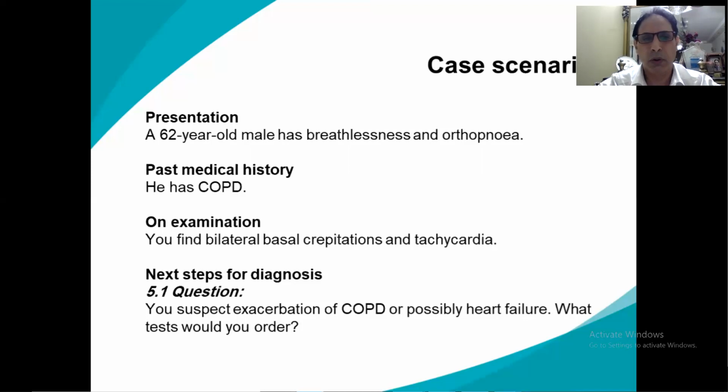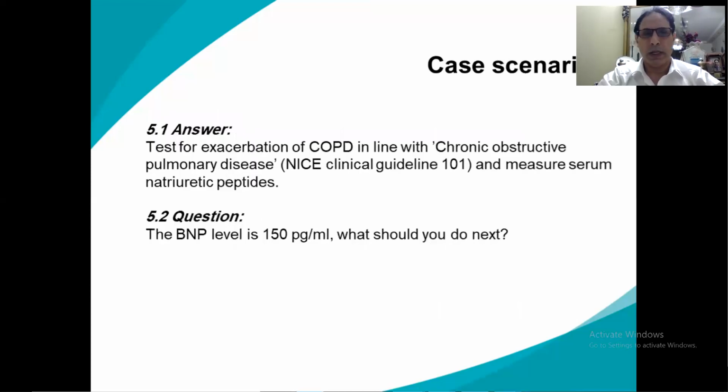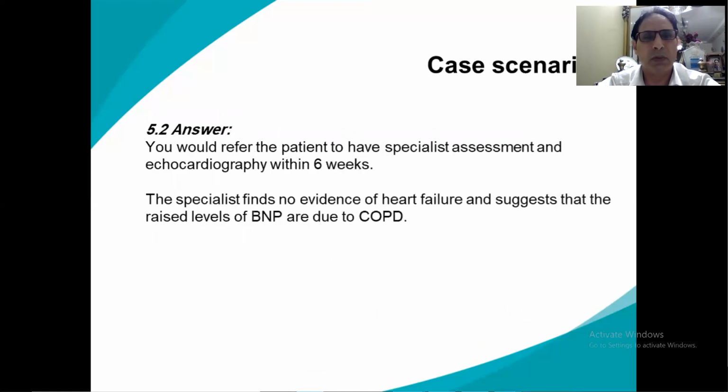What test would you order in such a case? We suggest doing serum natriuretic peptide, BNP, and the level of BNP was 150. What next step? The next step is echocardiography, and the specialist finds no evidence of heart failure and suggests that the raised BNP is due to COPD. As I mentioned previously, BNP in the range of 100 to 200 suggests a diagnosis other than heart failure.